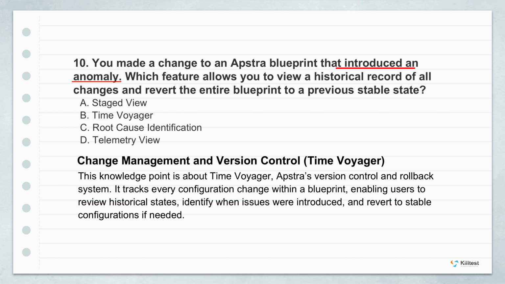Like, can we see what changed and easily revert the whole fabric configuration back to how it was yesterday before the problem started? Absolutely. That safety net feature is called Time Voyager. Time Voyager, catchy name. Yeah, and it's incredibly powerful. Think of it like Git or version control, but for your entire network fabric blueprint. Every single change, every commit you make to the blueprint is recorded. You can visually inspect the history, see exactly what changed between different points in time, compare configurations.